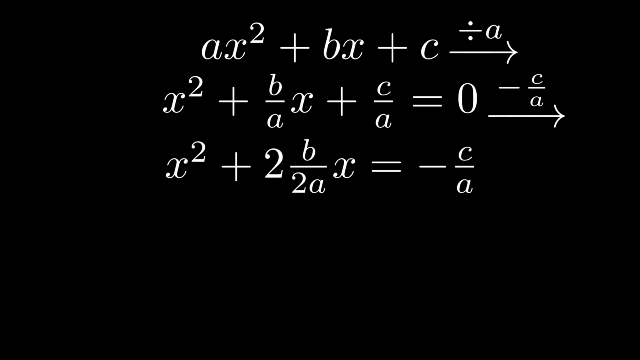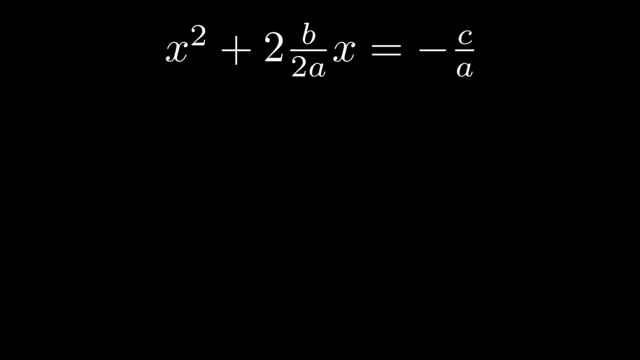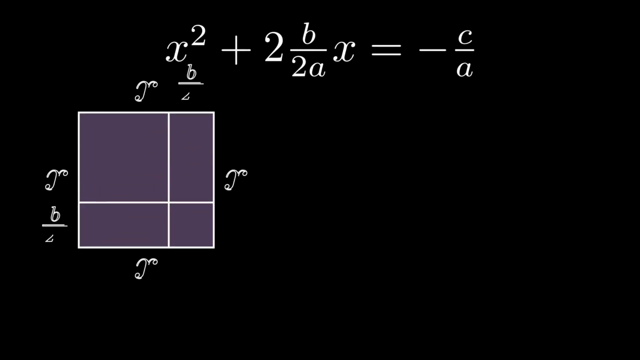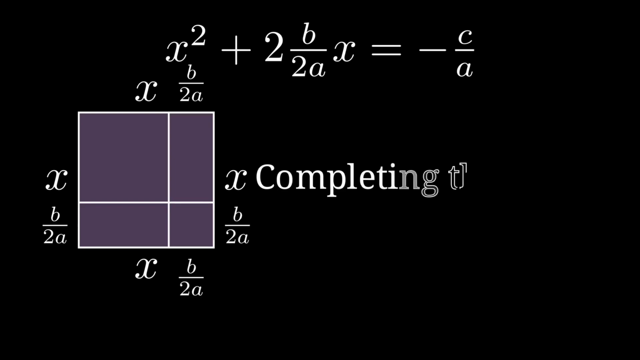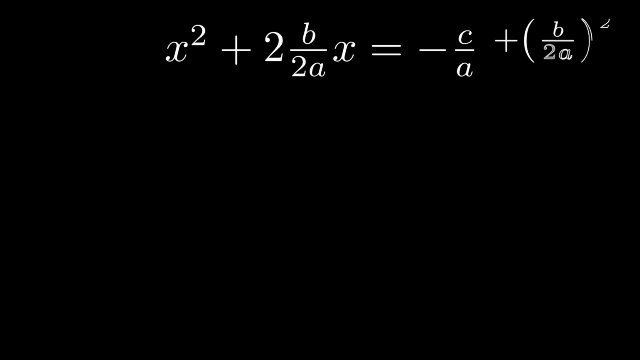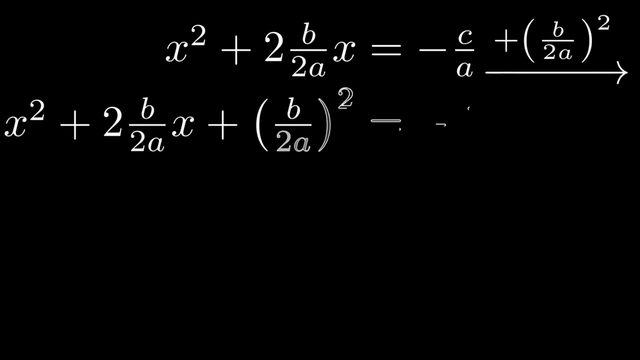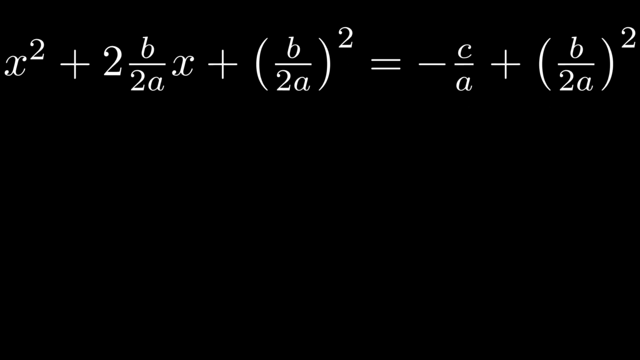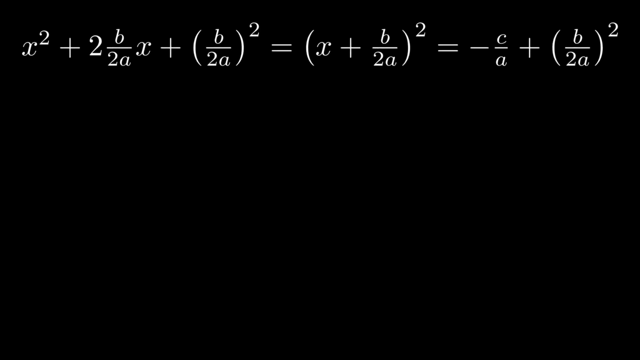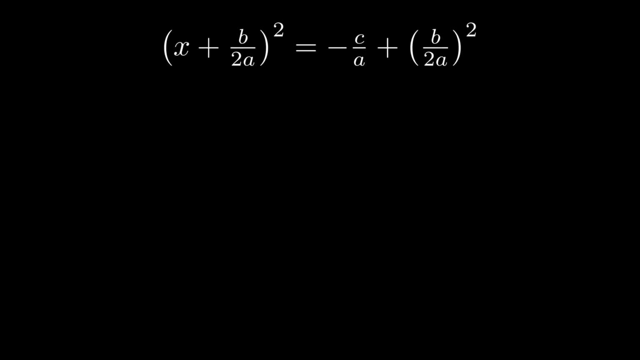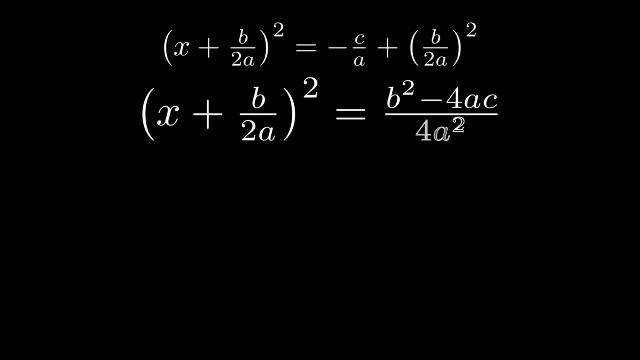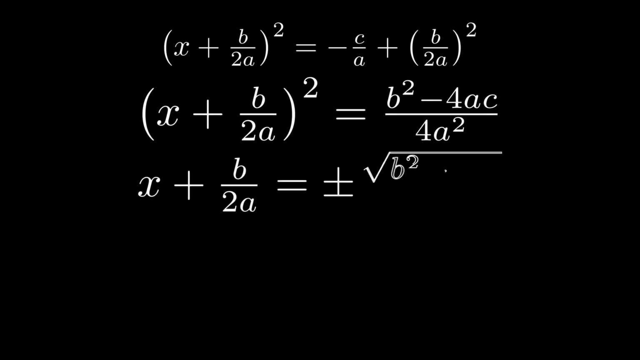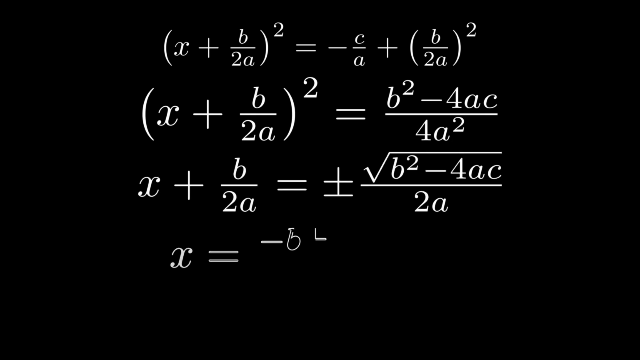Geometrically, what we have now is a square with sides x and two rectangles with length b over 2a and width x. Thus, we want to add in the square with sides b over 2a. That is, we want to complete this square. Algebraically, we have this. Now that we have a square, we can represent our polynomial as a square. From here, we start doing some good old algebra. First, we reduce the right-hand side. Take the square root and then isolate the x. And voila, we are done.